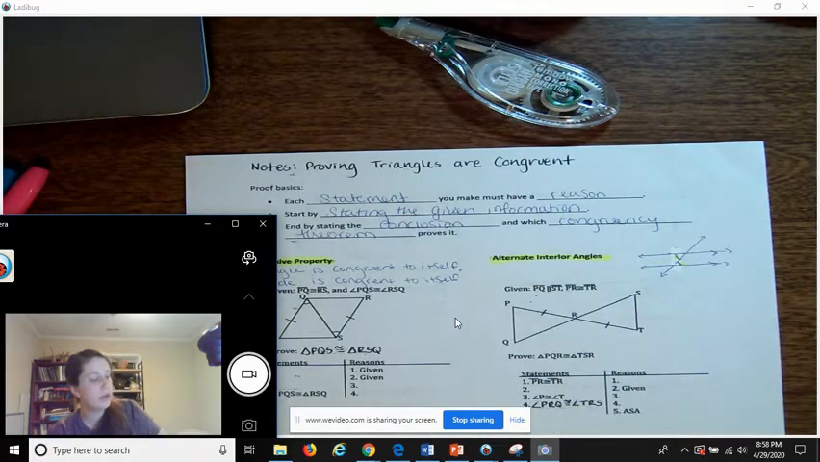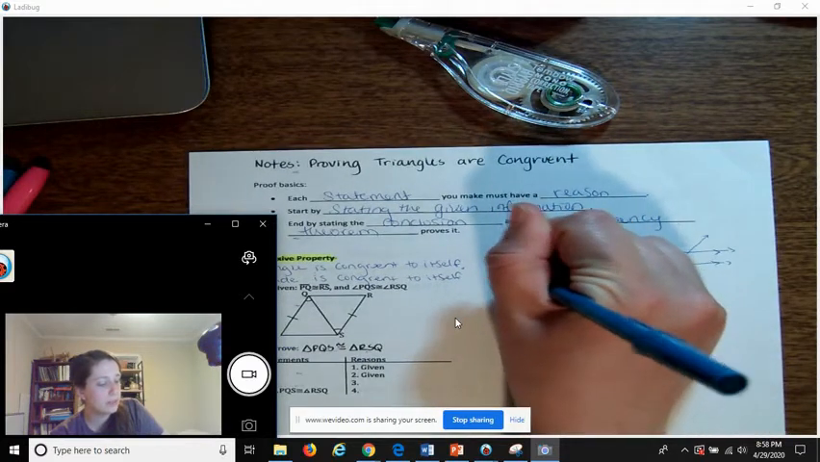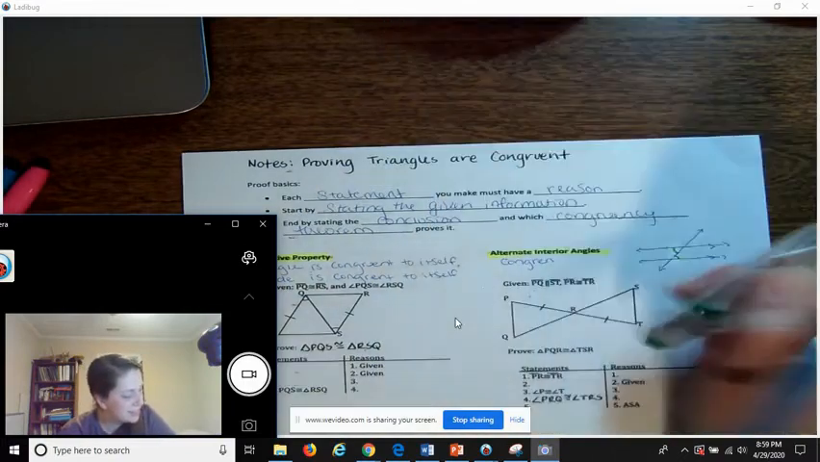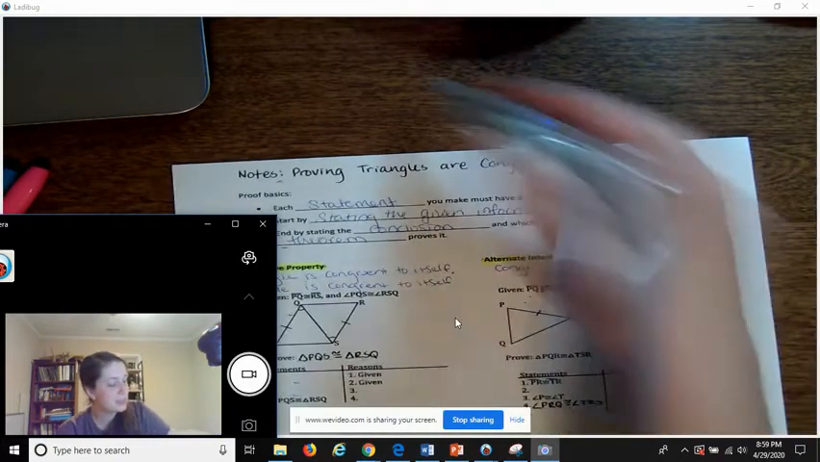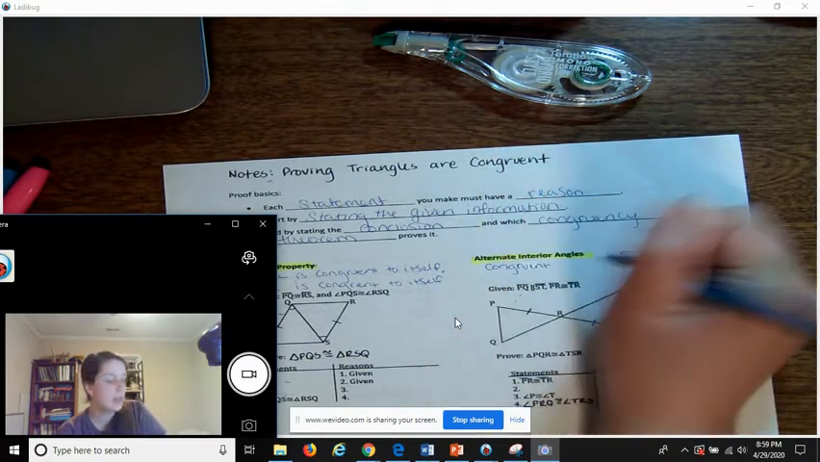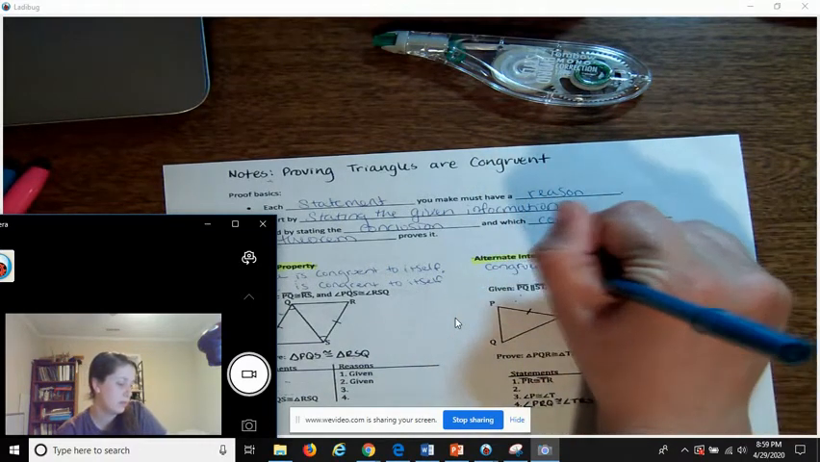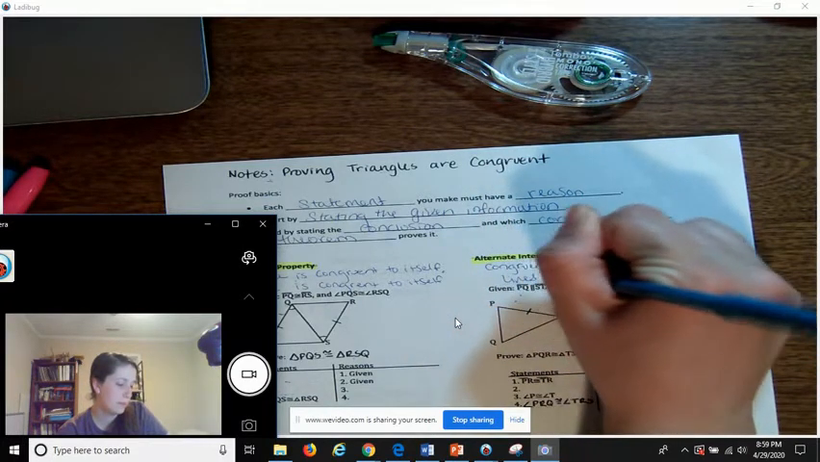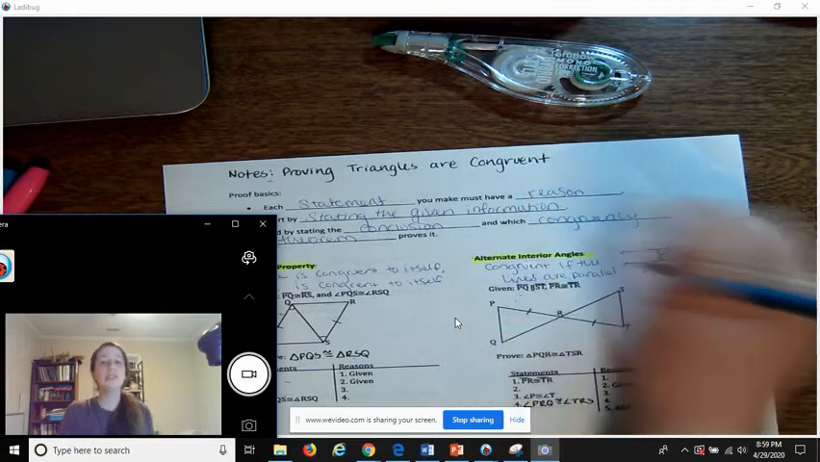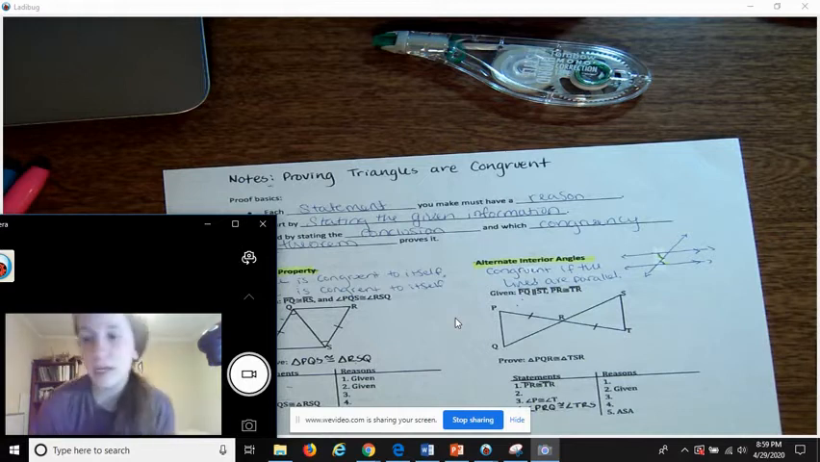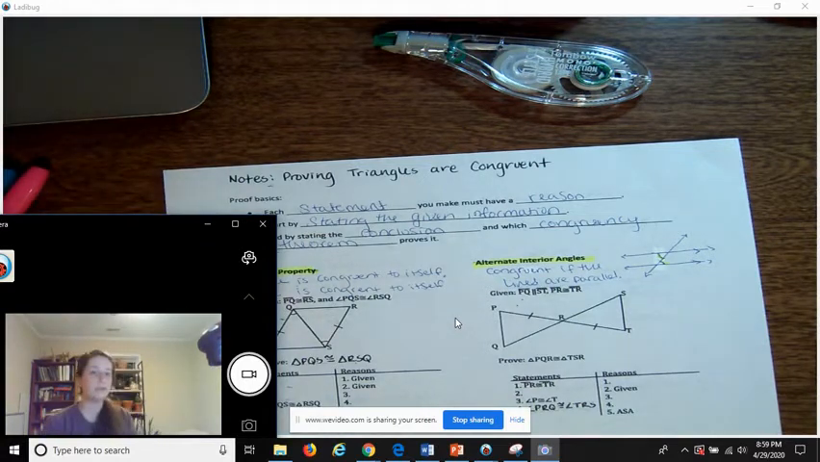Alternate interior angles are congruent if the lines are parallel. So you need to know that the two lines that your transversal is going through are parallel first, and then you know that those angles are congruent.